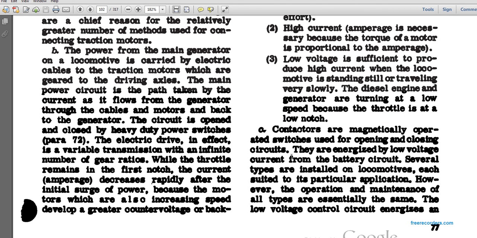The contactors are magnetically operated switches for the opening and closing of the circuits, energized by the low voltage from the battery circuit. Several types of installed locomotives are suited to the particular application. However, the operation and maintenance of all the types is essentially the same, with low voltage control circuit energies.